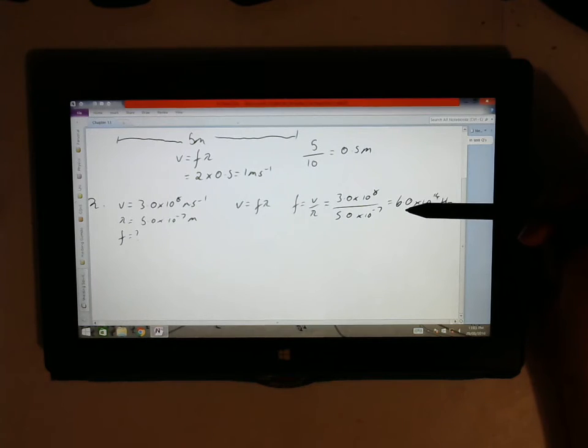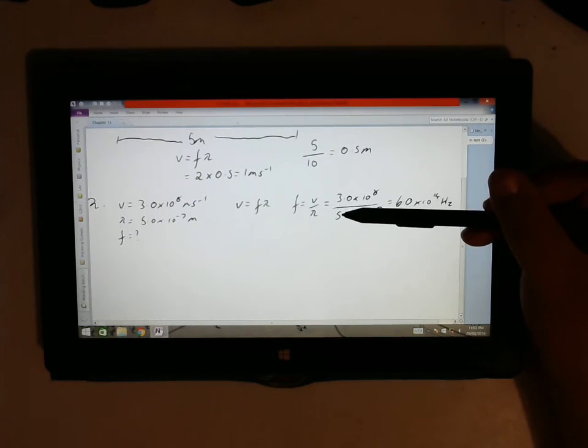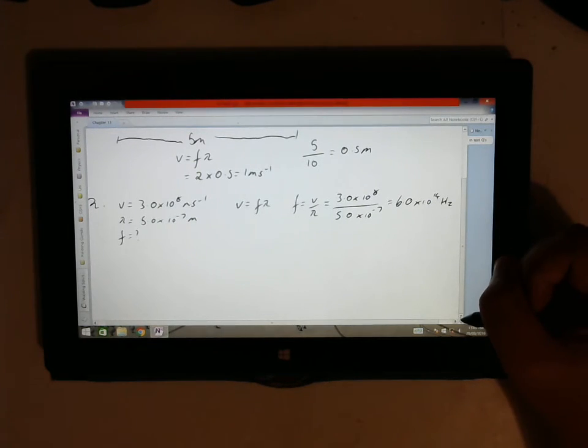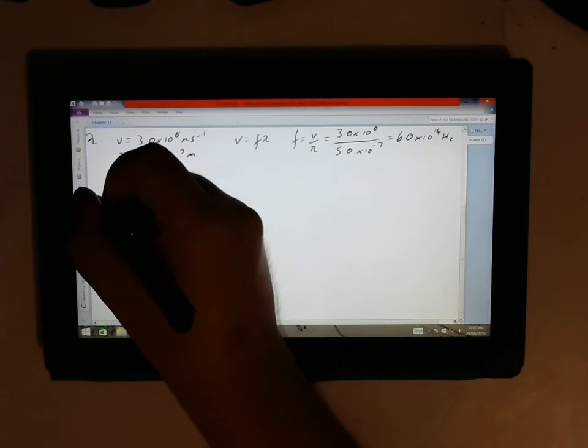Note I have 2 decimal places because both bits of information here are also 2 decimal places. Always keep the same precision. Always have to use the lowest level precision you have. Okay, question 3.